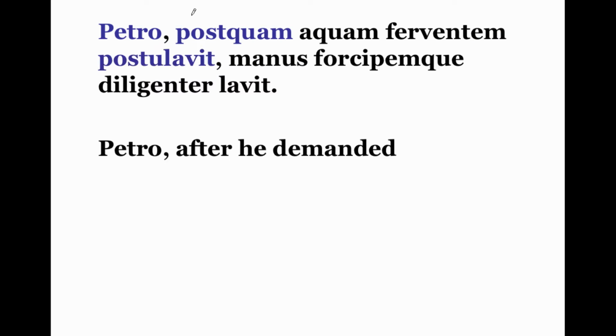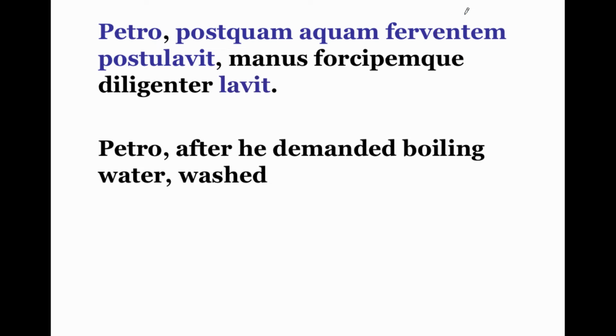So Petro, after postulavit, after he demanded, this is going to take an accusative object, after he demanded aquam ferventem, boiling water. Okay, ferventem is a present active participle. That NT followed by third declension endings tells you it is a present active participle. So Petro, after he demanded boiling water, what did he do? Lavit. We run all the way to the end of the sentence. Our main verb is at the end, lavit.